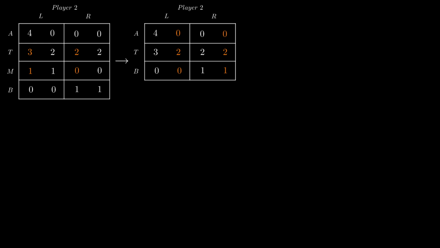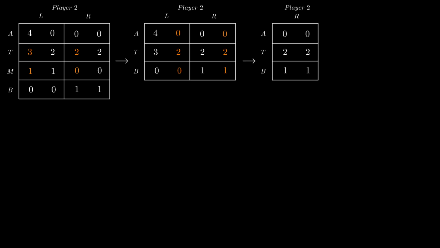Now L is weakly dominated by R for player 2. So we delete this column and we're reduced to this game. Now A and B are strictly dominated by T. Deleting them, we are left with a strategy profile, TR, with corresponding payoffs, 2 and 2.